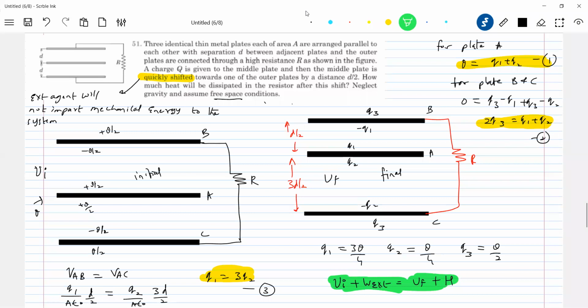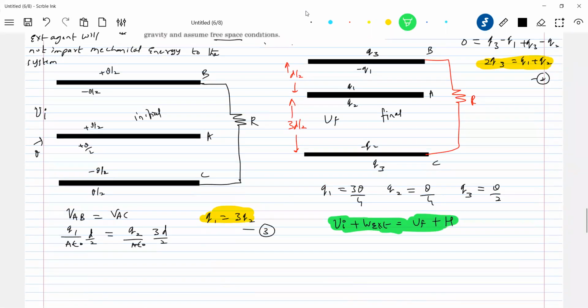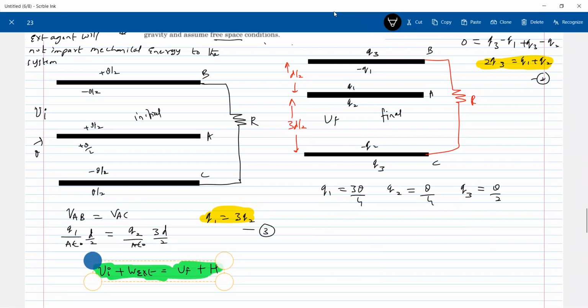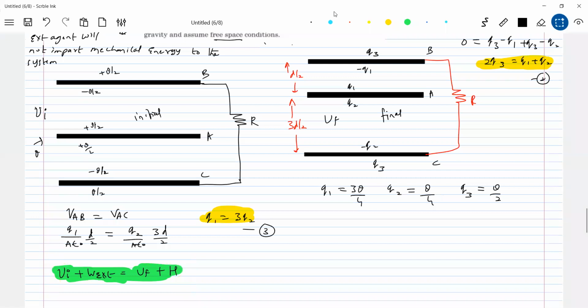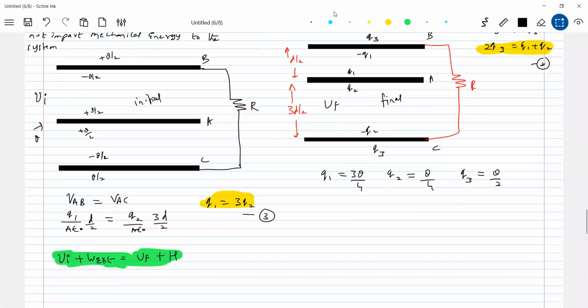If any cell is there, there is work done by the cell. But here, what is the work done by the external agent? It should be 0, no? Work done by the external agent should be 0. Any reason for that? Specifically, how to calculate first UI? I'll write it down here.